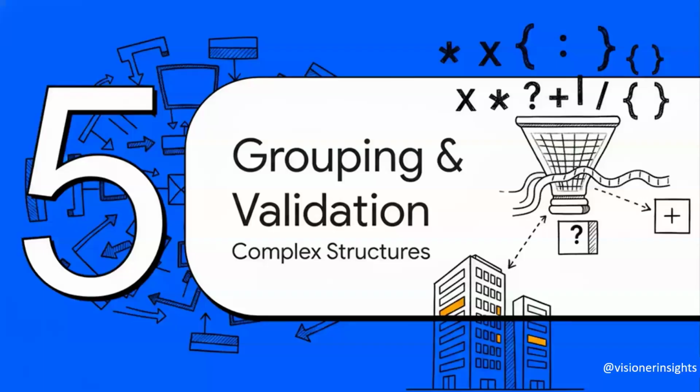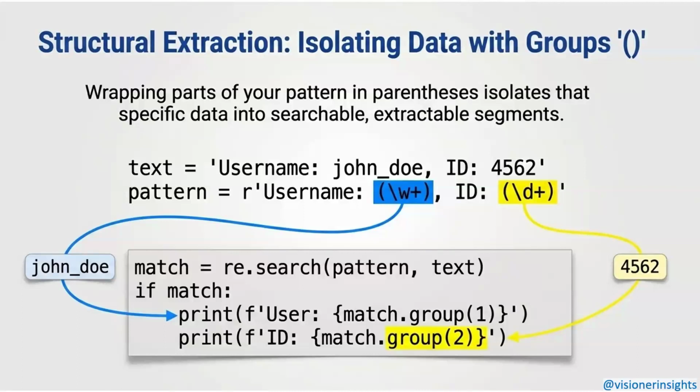Section 5. Grouping and complex validation. Okay, this is where we get into structural extraction using grouping. By wrapping parts of our regex pattern in parentheses, we basically create isolated segments. Look at this code pattern: r'username: (\w+), ID: (\d+)'. We are telling Python to look for that entire phrase, but, and this is key, to save whatever matches inside the parentheses. Once we run re.search, we can cleanly call match.group(1) to pull just the username and match.group(2) for the ID. It is ridiculously powerful for things like parsing massive log files.